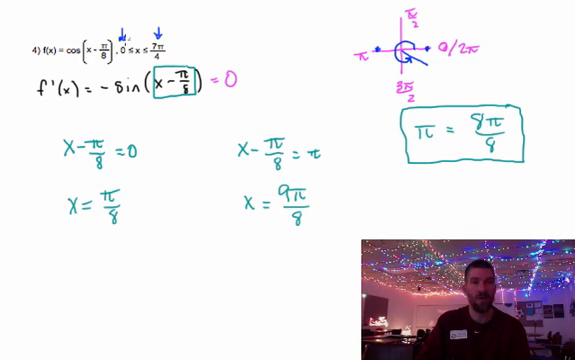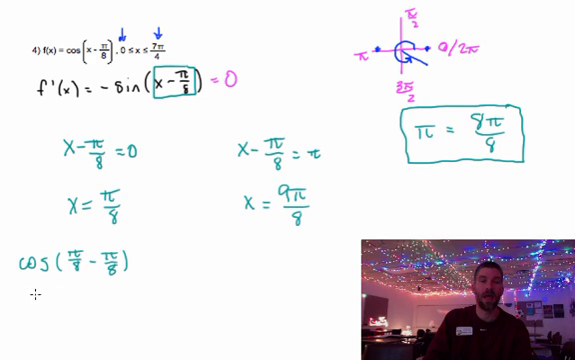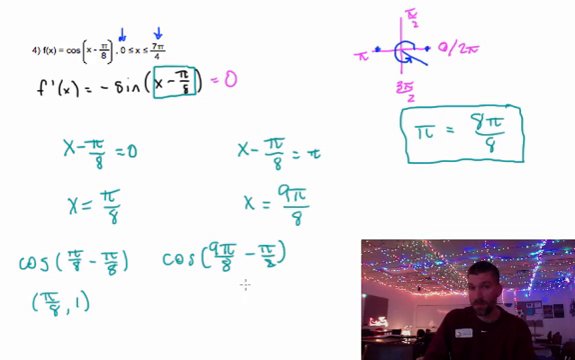And in this case, pi over 8, if I check all this out now, I'm going to have cosine of pi over 8 minus pi over 8. That's the cosine of 0. So I have an extreme value at the point pi over 8, 1. When I check out 9 pi over 8, so I put 9 pi over 8 in for x in the original function, minus pi over 8, this gives me 8 pi over 8, and the cosine of pi is negative 1, so 9 pi over 8, negative 1.